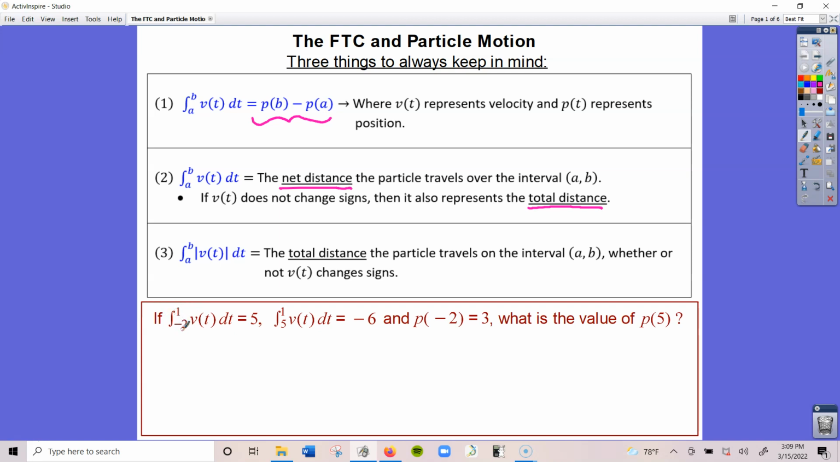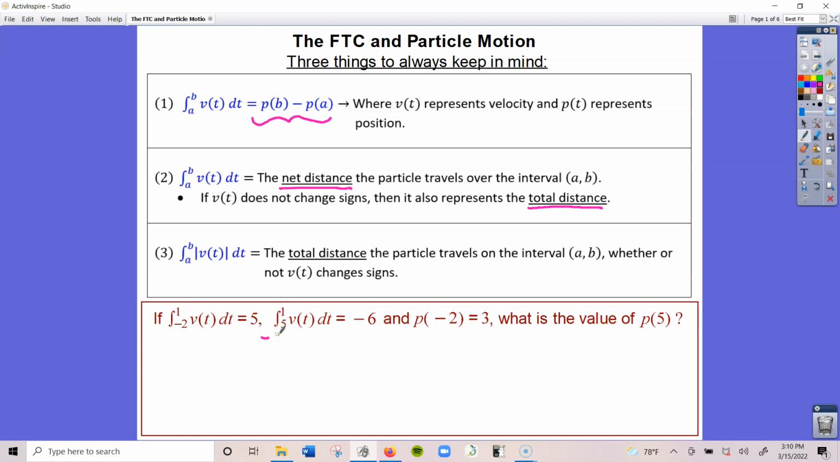If the integral from -2 to 1 of v of t dt is equal to 5, and the integral from 5 to 1 of v of t dt is equal to -6, and p of -2 is equal to 3, what is the value of p of 5? Now keep in mind here, there's one thing that I noticed, which is my limits of integration here are reversed. So I'm going to flip them back.